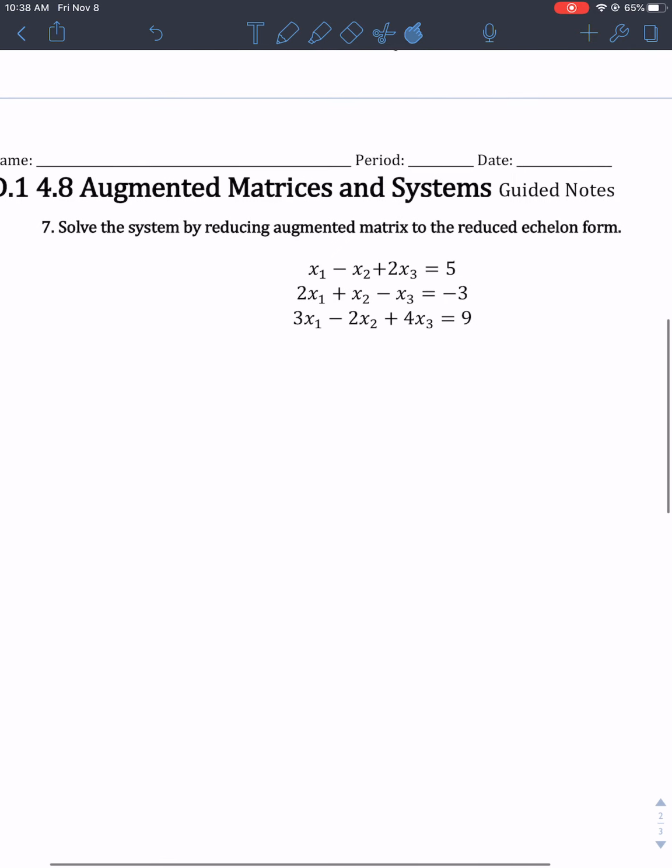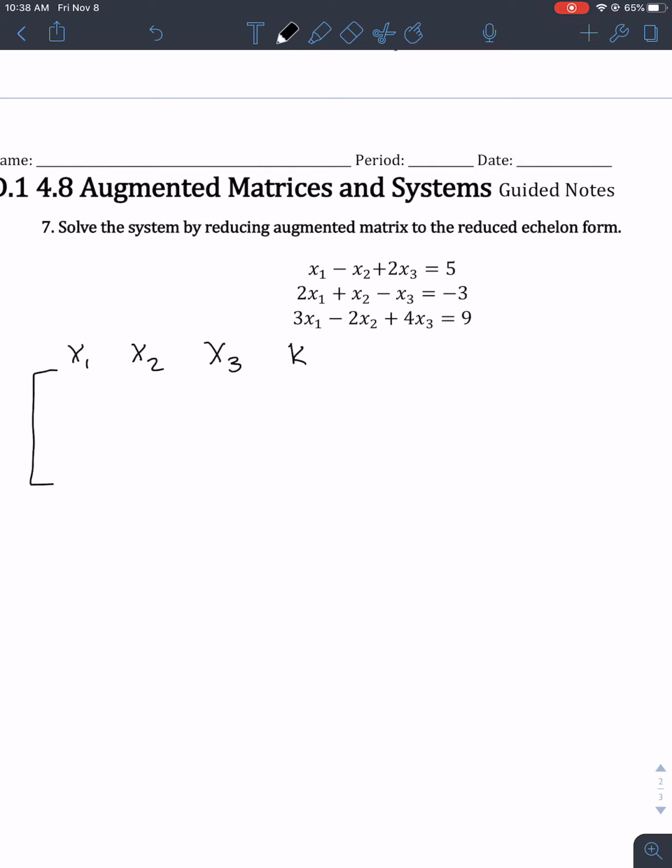So to solve this system by reducing the augmented matrix to reduced echelon form, we first have to write it as an augmented matrix. So let's do that. We're going to have a column for x1, a column for x2, a column for x3, and a constant column. I called those all rows and meant to call them columns. So we want 1, 2, and 3; -1, 1, and -2; 2, -1, and 4. Then we have 5, -3, and 9.